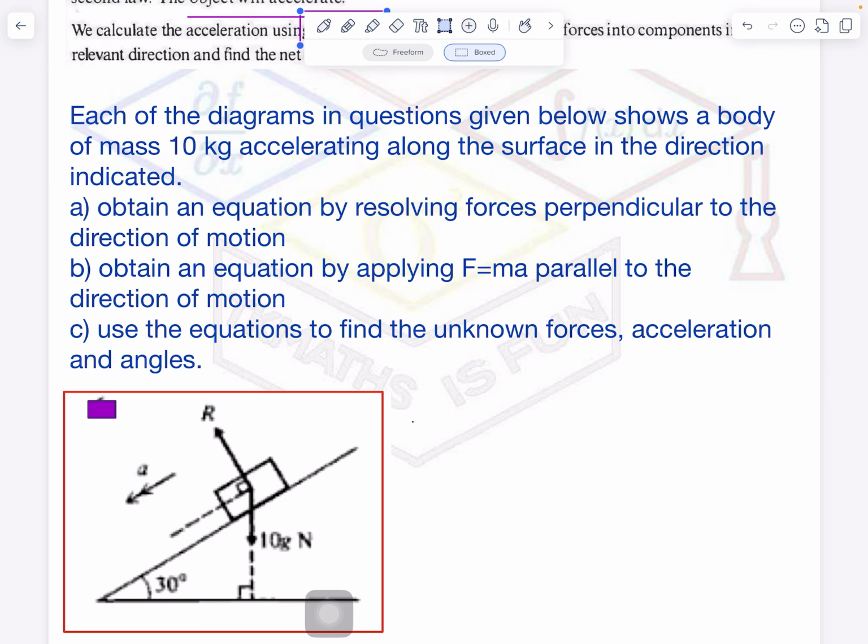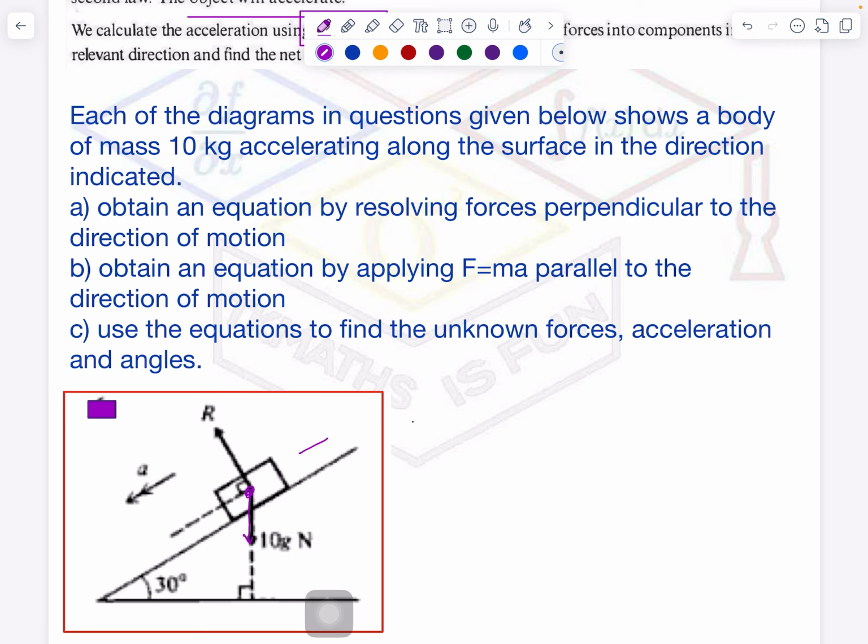Each of the diagram, I have taken here 2 diagrams to explain this concept. Given below shows a body of mass 10 kg. Okay. So you can see here, this is the body which is acting downward, vertically downward, 10 kg. Obtain an equation by resolving forces perpendicular to the direction of motion.